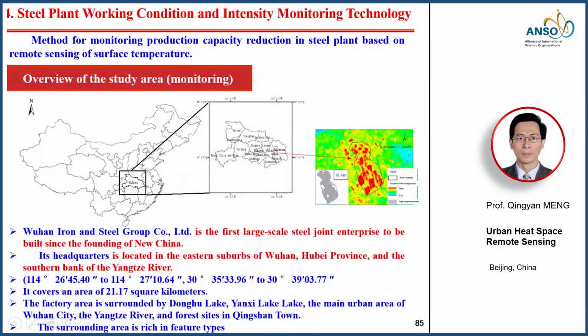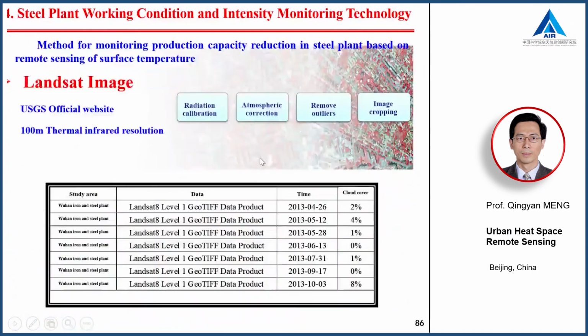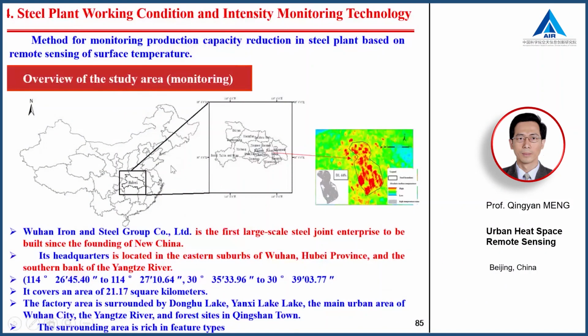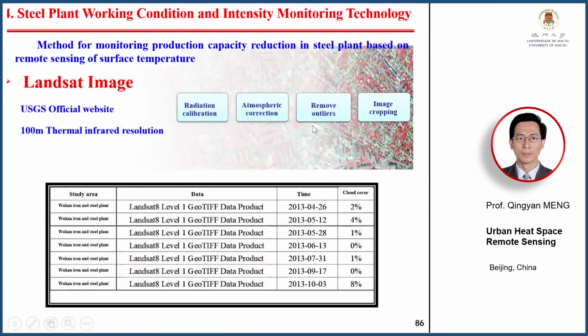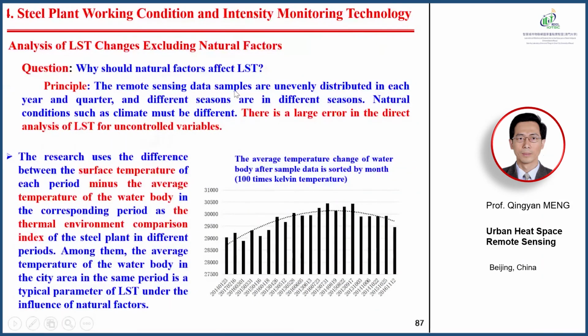So we use it in the Wuhan Iron and Steel Group Corporation to study it. And we get very good results. And these research achievements have been published in the International Journal of Environment Pollution. Also, we use the Landsat image and we analyze it. And we also considered how the natural factors affect the land surface temperature.